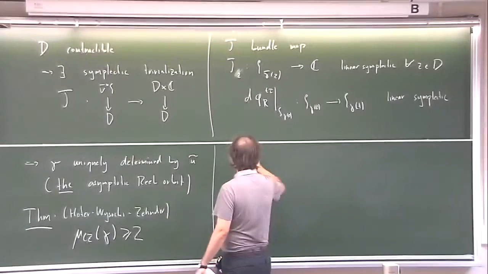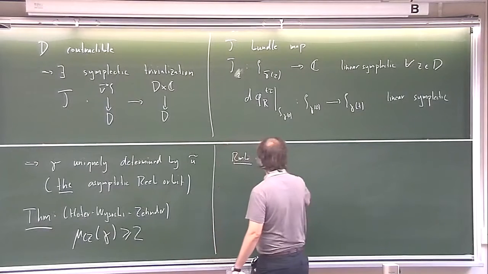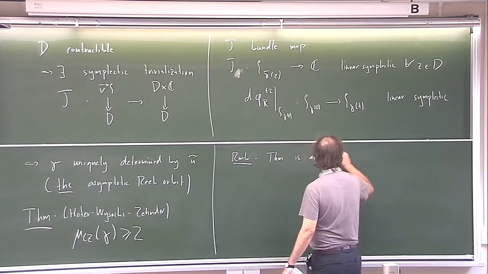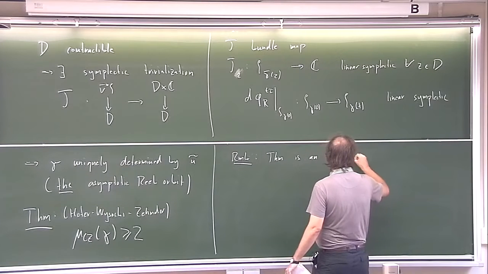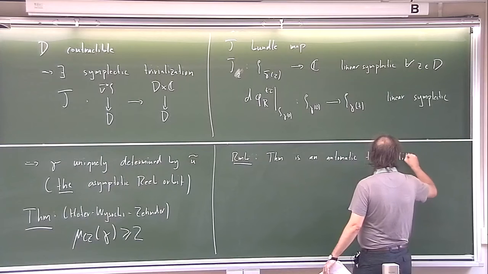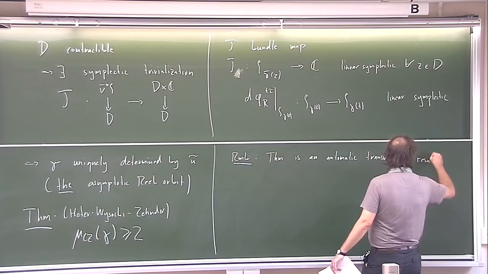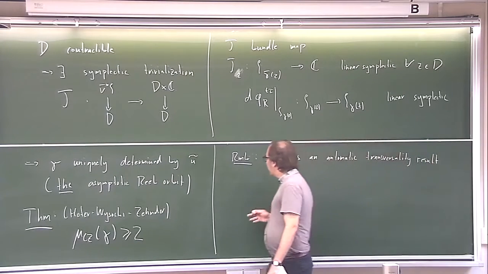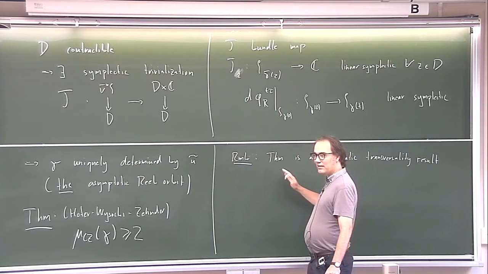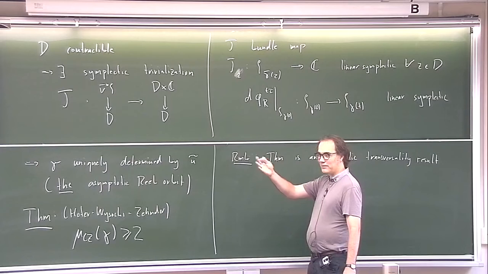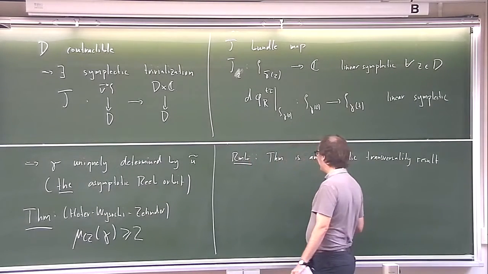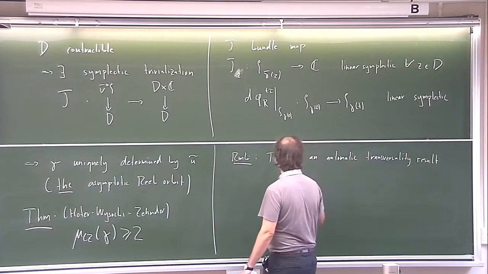Remark. So the theorem is an automatic transversality result. And what I tell you now, if you haven't heard this, then maybe Professor Ono or Suguru can explain to you what this means.